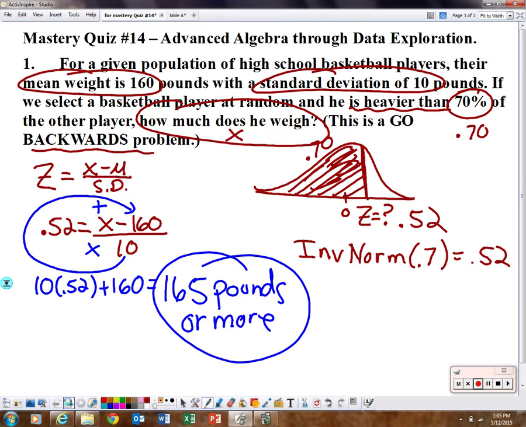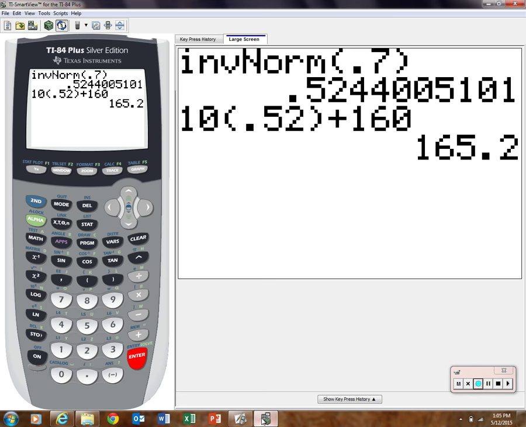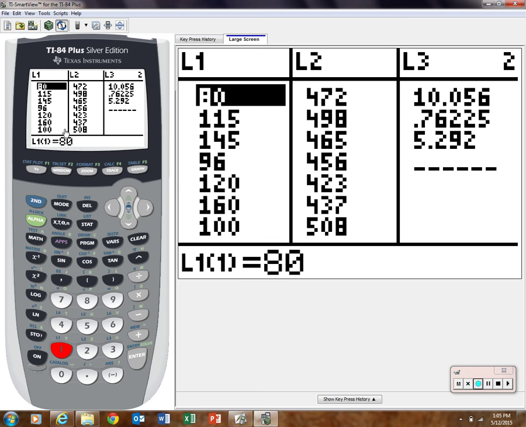All right, problem number 2. The following data is a random sample of grocery store shoppers and the amount of money they spend on groceries in a week. Based on the data, what proportion of shoppers spend more than $180? Step 1, type the numbers into list 1. For convenience purposes, I've already done that, so I have the numbers in list 1.